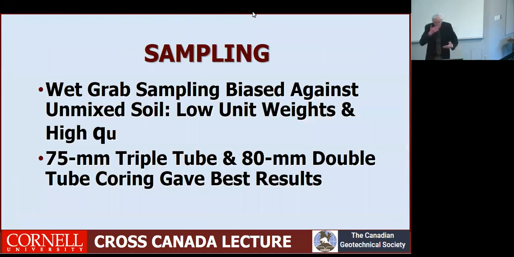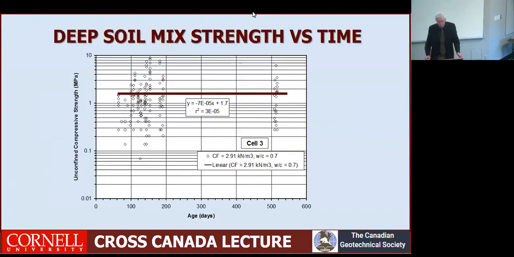So the wet grab sampling is biased against unmixed soil and low unit weights and high QUs. We found ultimately that going away from 50 millimeter coring devices to 75 millimeter, 80 millimeter, and using triple tube coring gave really good results, and those eventually were used.